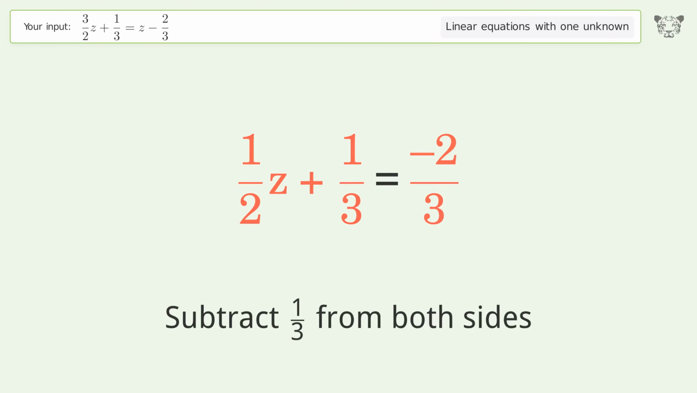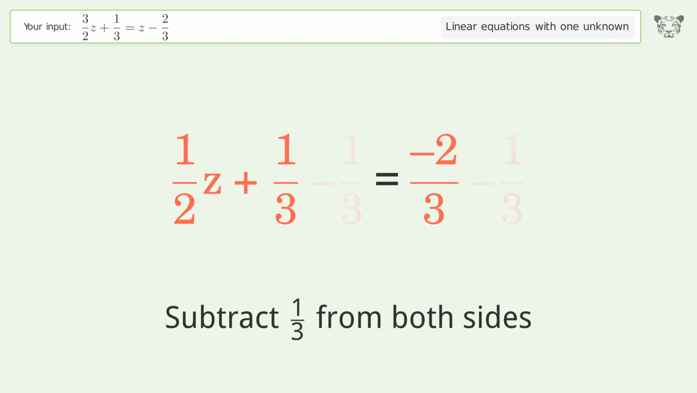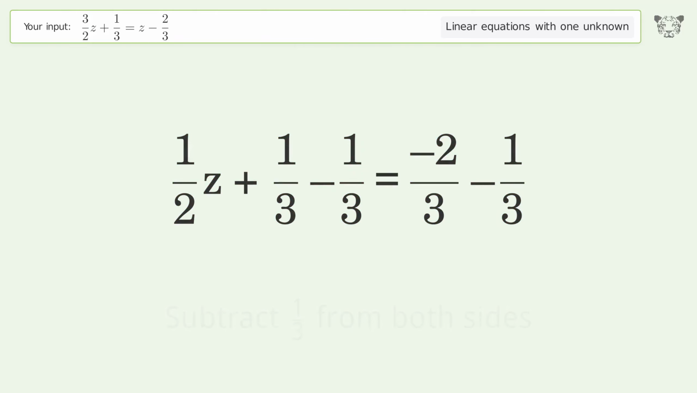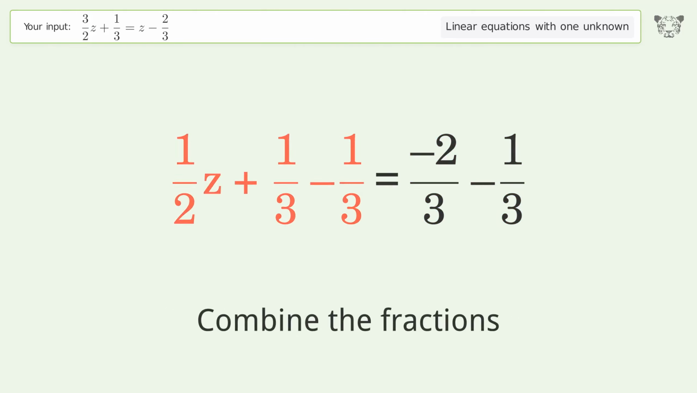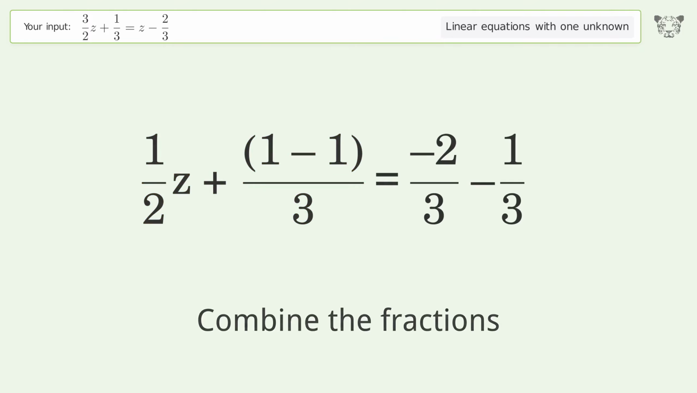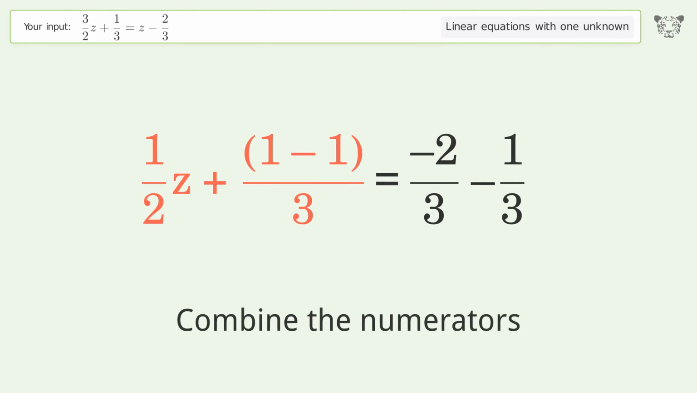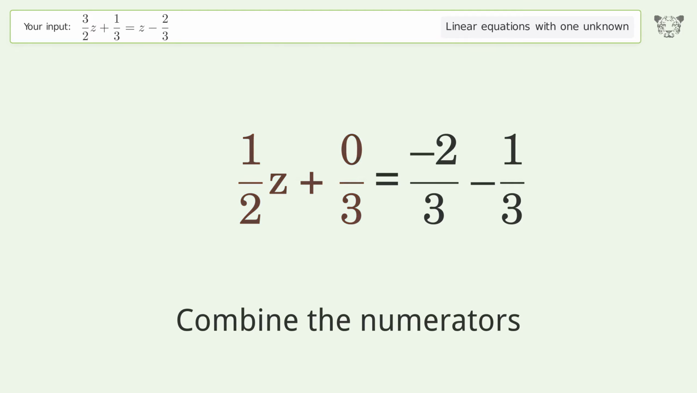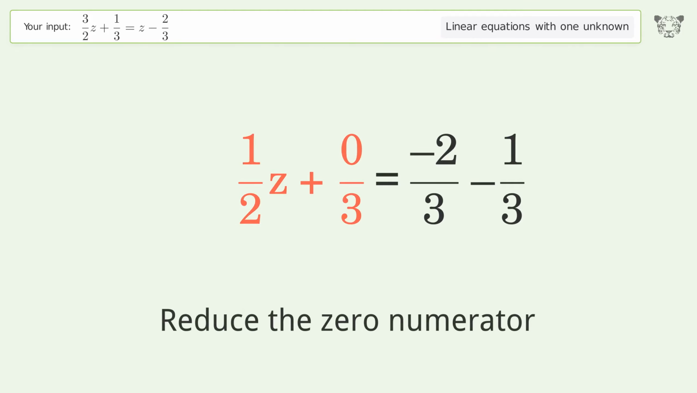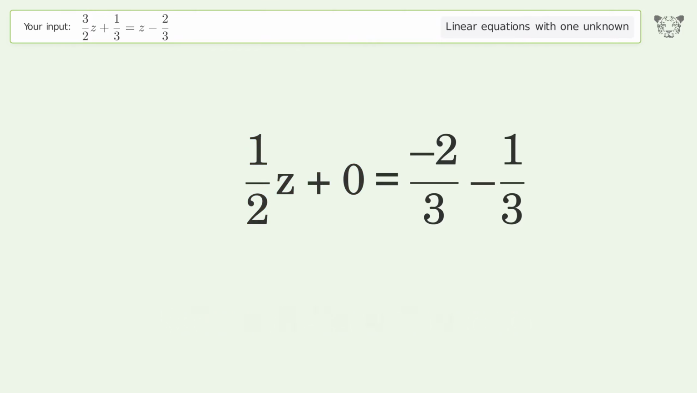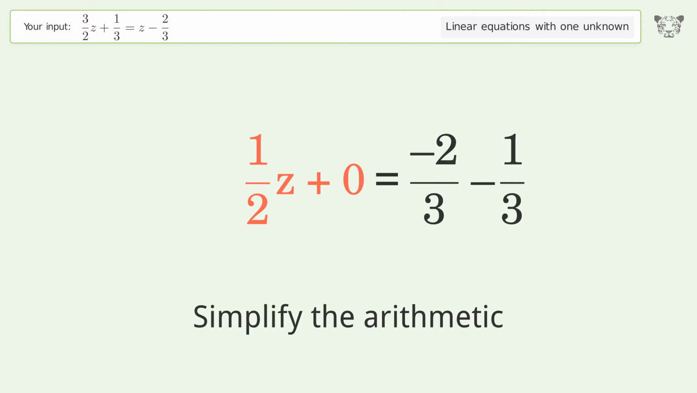Subtract 1/3 from both sides. Combine the fractions. Combine the numerators. Reduce the zero numerator. Simplify the arithmetic.